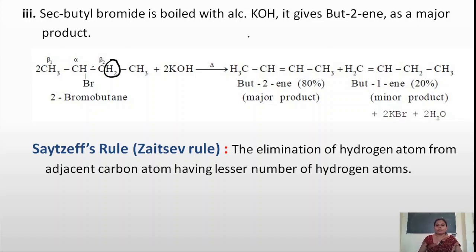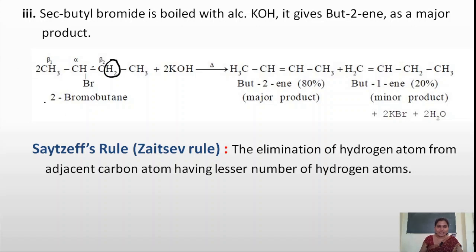Now, what is the factor that decides the major product of this reaction, or what is the rule which decides the major product of the reaction? Now, the Russian scientist Saytzeff gave us the rule for the elimination reactions. He said that the elimination of hydrogen atom from the adjacent carbon atom having a lesser number of hydrogen atoms takes place.